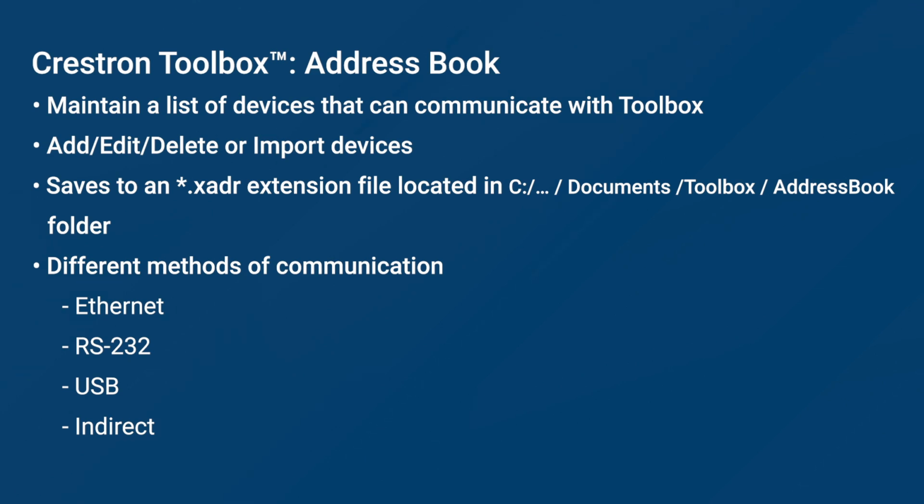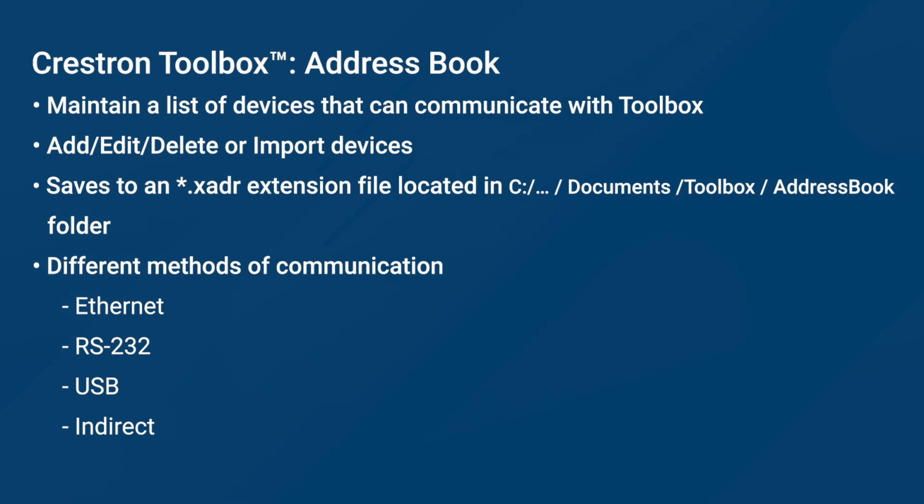Address book uses a file to be able to save, transfer, or archive a list of devices. The file extension for an address book is .xadr. These extensions are recognized by Toolbox software as an address book file.